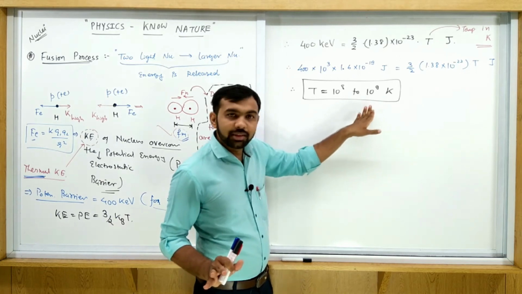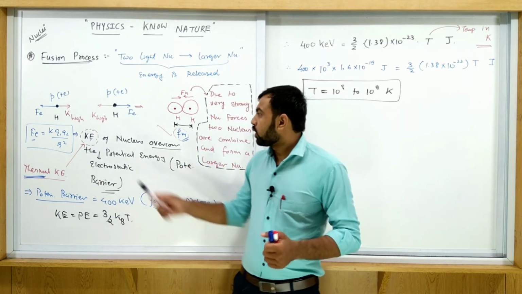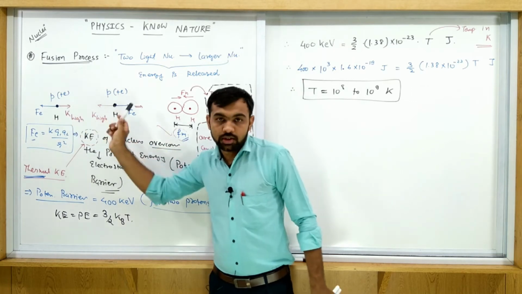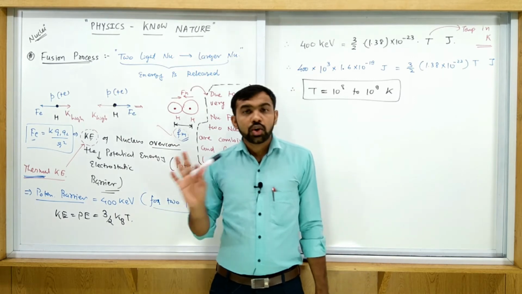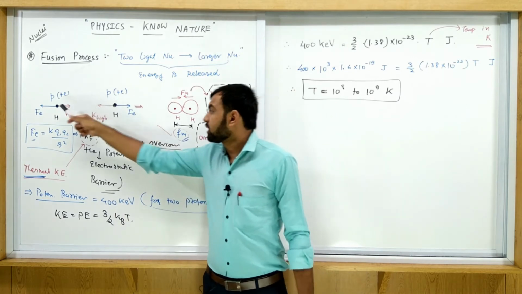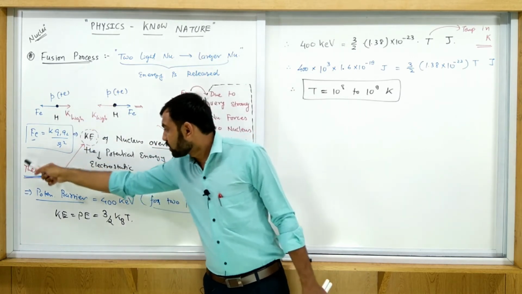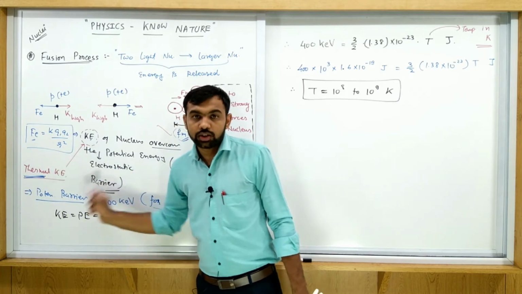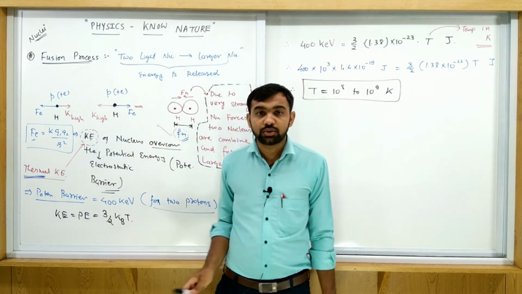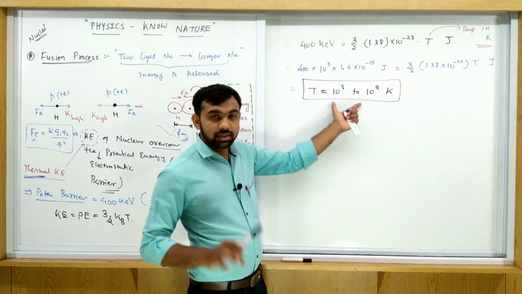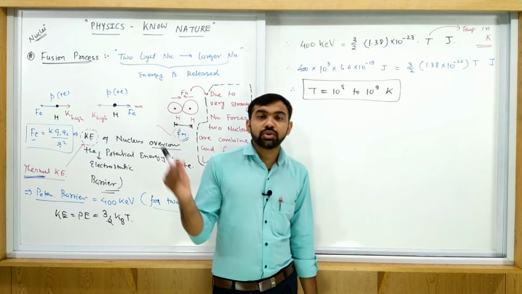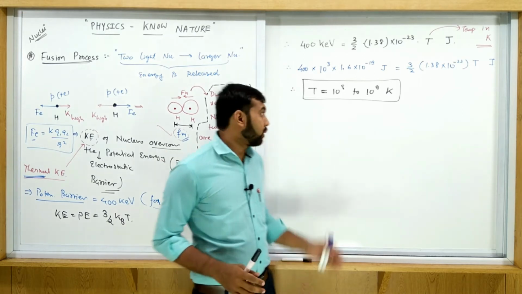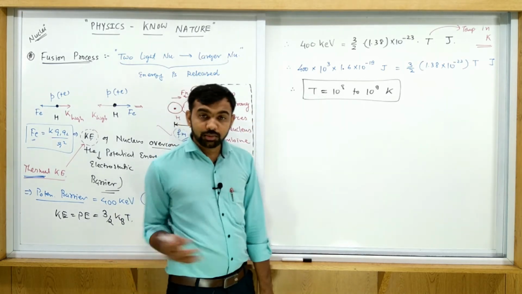Why is this much higher temperature required? Because of the need to overcome this repulsive force, and we have only one way to give the kinetic energy to overcome this force, by using thermal energy. So thermal kinetic energy is provided by increasing the temperature. But how much is it increased? 10 raised to 9. So it is quite impossible to produce anywhere.